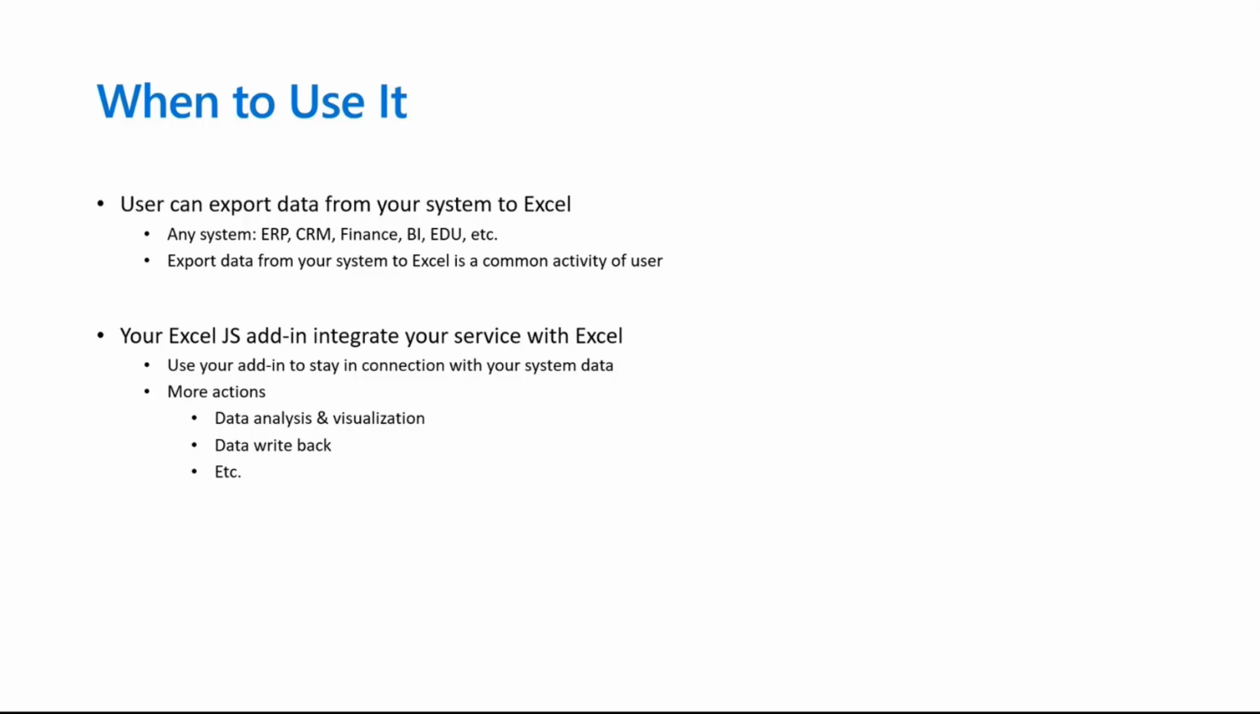And the second one is that your JS add-in in Excel is integrated with the service in Excel. For example, your add-in is built for the connection between your system and Excel. They can refresh the data, they can pull the data instantly. Also, you can use your add-in to do more actions, such as data analysis, data visualization, and you can write the data back to your system with your add-in if you like. You can use your imagination, because the user already has the data in Excel, so you can imagine how your add-in can help users modify and analyze the data better.